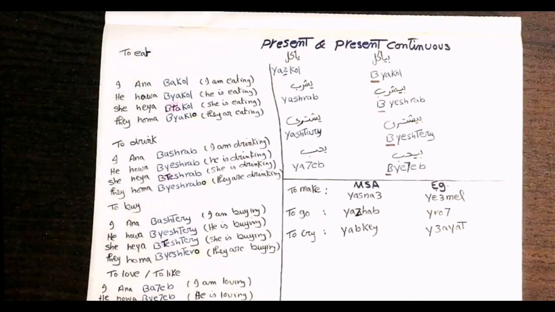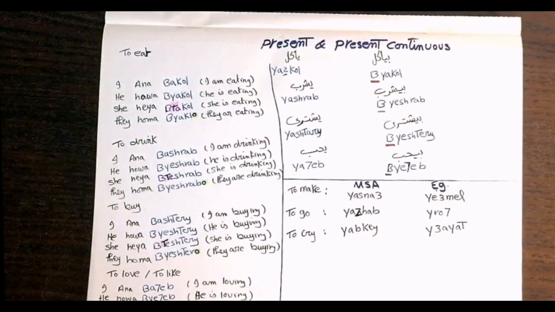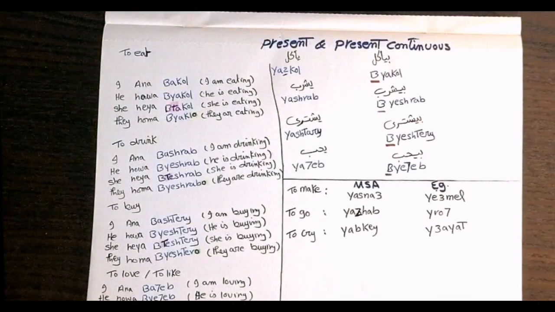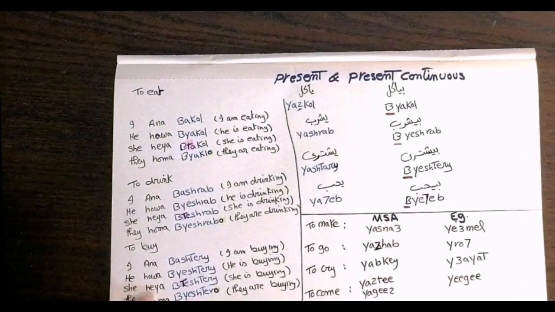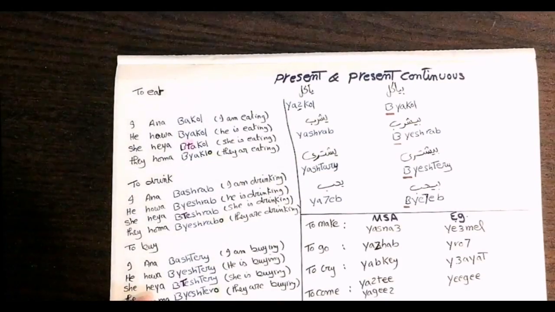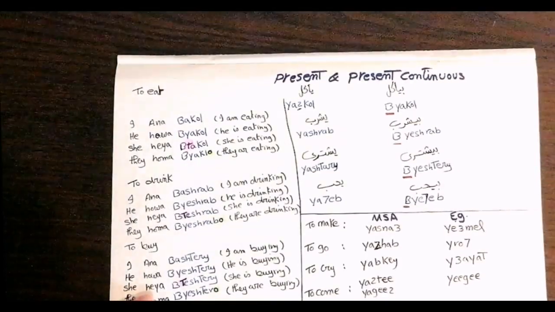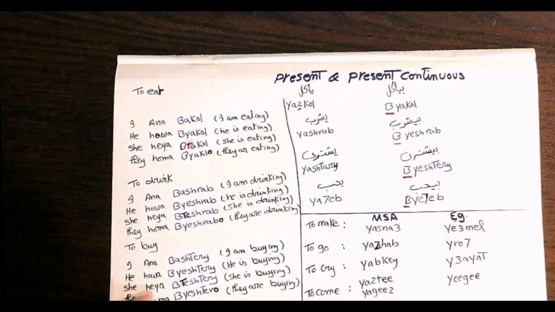And also to come is يأتي أو يجي. In MSA, in Egyptian Arabic, it's يجي. Can you guess which pronoun I'm using to write all of these verbs? It's the he pronoun. In Arabic, it's the standard.